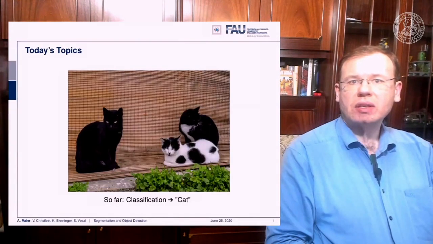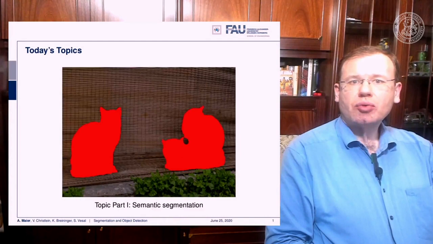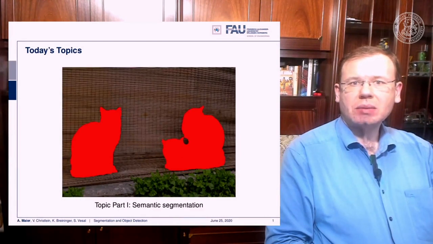So far we looked into image classification essentially, and here you can see that the problem is that you simply have the classification to cat, but you can't make any information out of the spatial relation of objects to each other. An improvement is image segmentation. So in semantic segmentation, you then try to find the class of every pixel in the image. So here you can see in red that we marked all of the pixels that belong to the class cat.